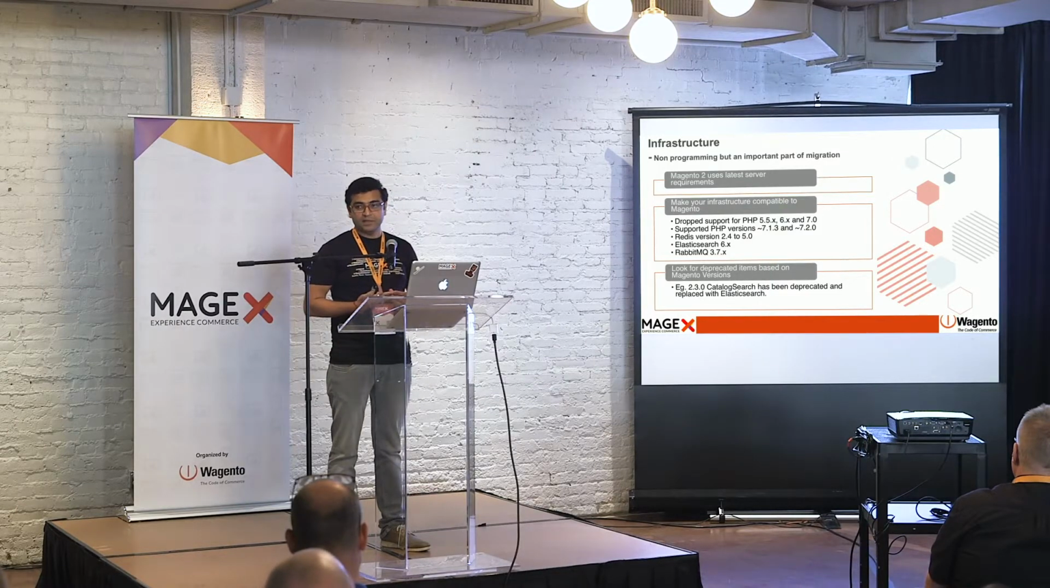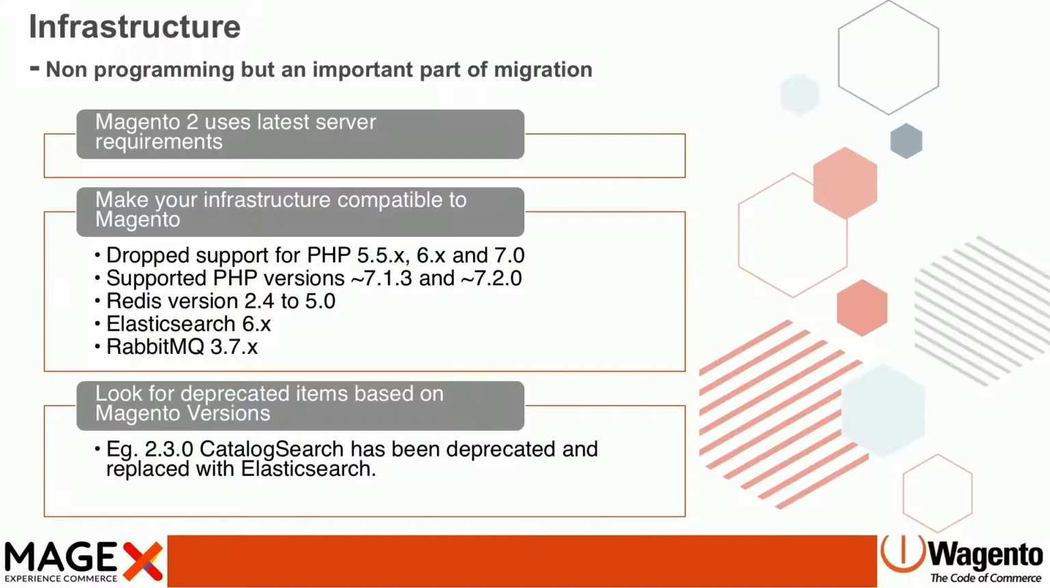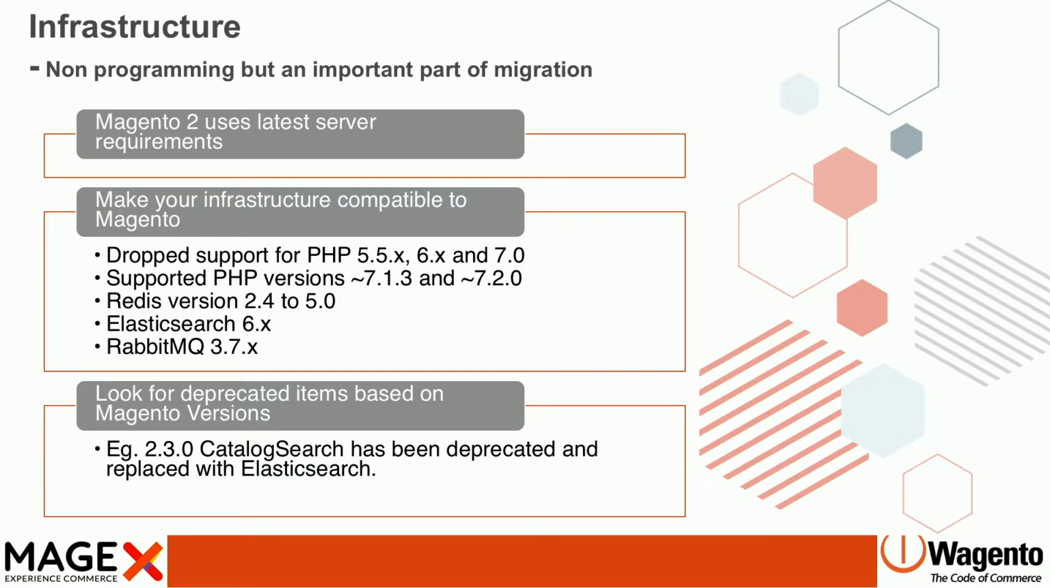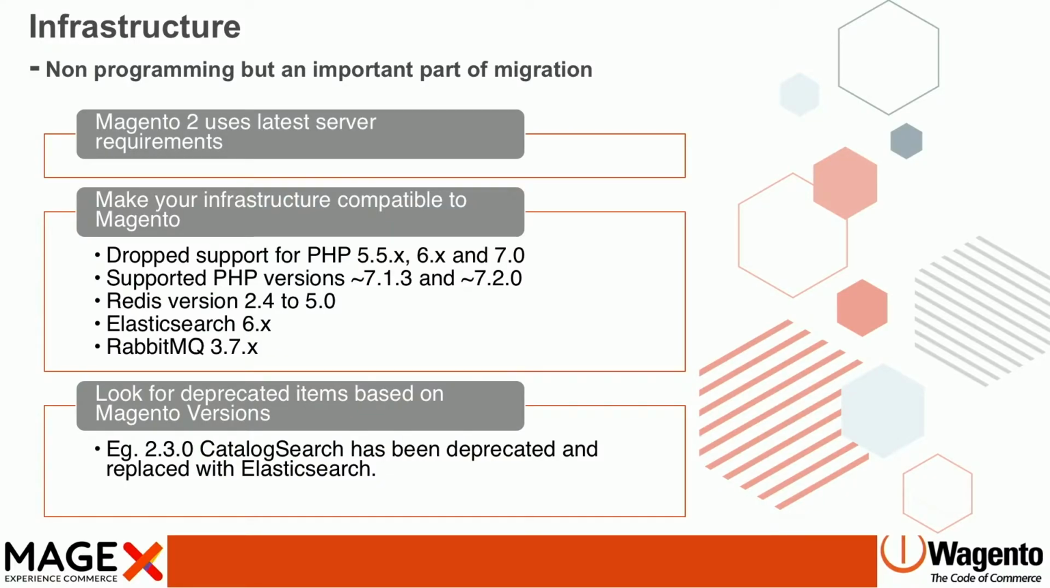Then after that, non-programming but important, is the infrastructure analysis. You have to make sure which version you are upgrading to and that your infrastructure is compatible and has all the settings correct. Magento has dropped support for PHP 5.5, 5.6 and 7.0. The 6.x is, I think, something Brent added as a joke, as there is no PHP 6.x. The supported PHP versions right now are 7.1.3 and 7.2.0, but at the time you are upgrading, you have to make sure which PHP version is supported and that your infrastructure has that PHP version.